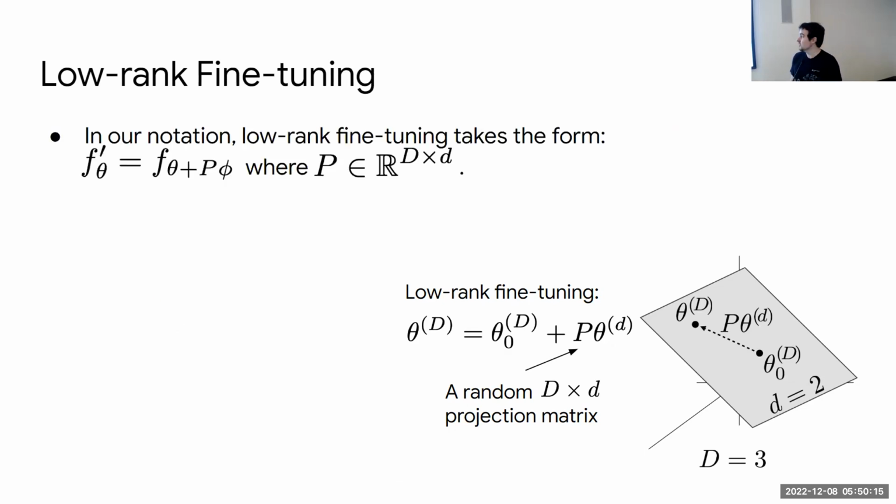So in our notation, it looks like this here, where we have our original parameters theta, and then we add our modular parameters phi, where our parameters phi are projected using this random projection matrix P here.